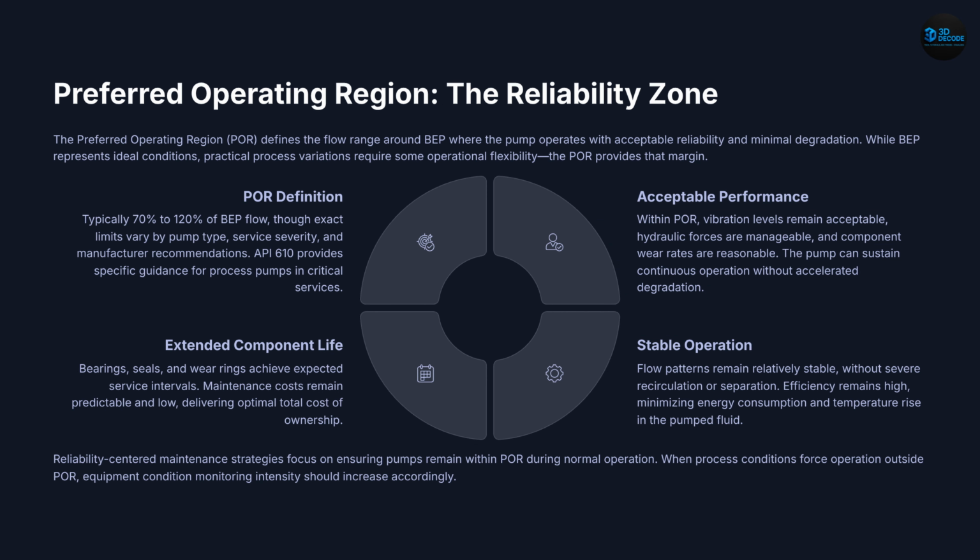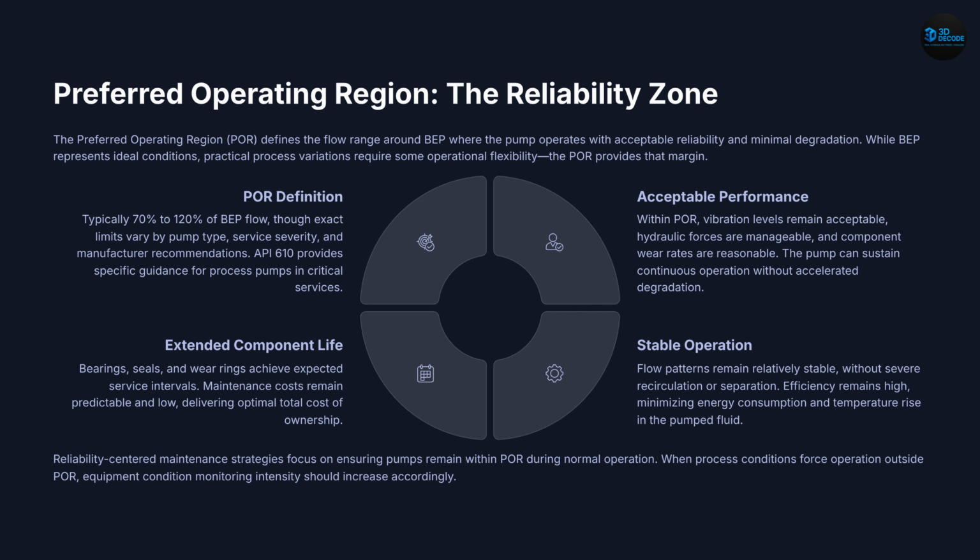Slide 8. Preferred operating region. The preferred operating region is typically 70 to 120% of BEP. This is the safe zone where the pump operates reliably. Within this range, vibration, wear, and stress remain within acceptable limits.